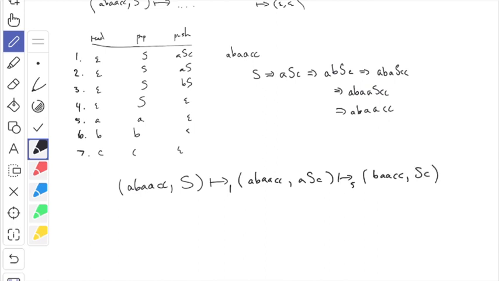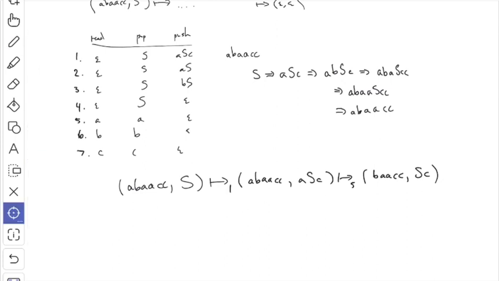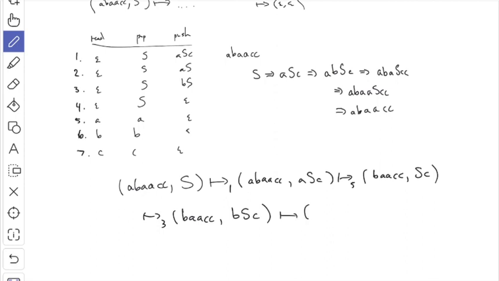And now I continue with my next grammar step. The next grammar step was S goes to BS. That is rule number 3 on the stack machine. So I'm doing rule 3. Don't change the string, but S goes to BS means that. All right? And then I do the read B, pop B rule to get rid of the B's. It becomes AACC and then SC. That was rule 6.